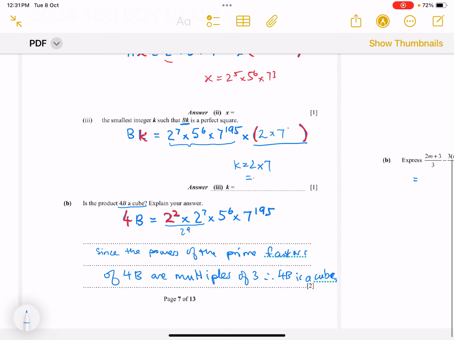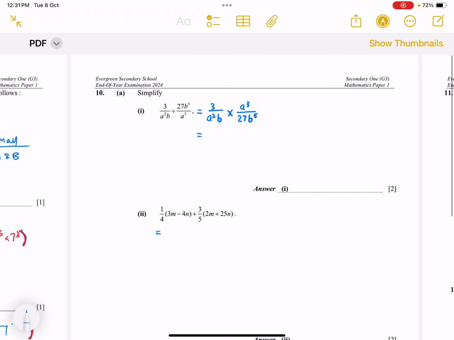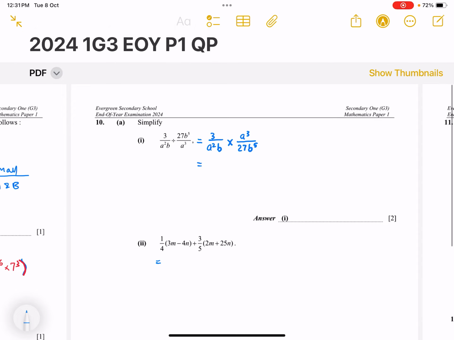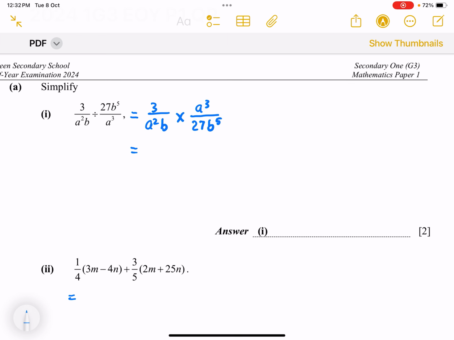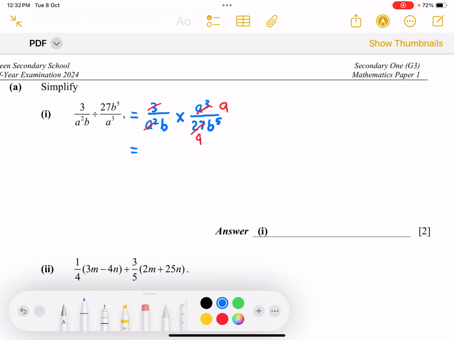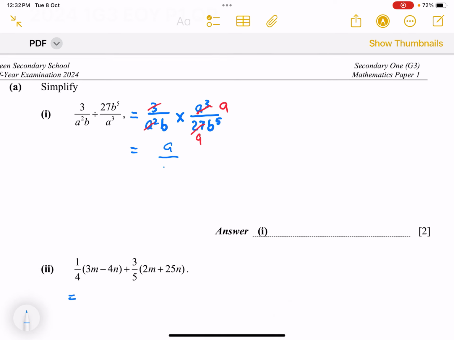Right, now we move on to the next sum. This is a simple algebraic sum where we have a fraction divided by another. What we need to do first is change it to multiplication and invert the fraction after. The next thing to do is to cancel out the common factor, and a cancels. Then multiply numerator by numerator. We have a, the denominator is 9, and b times b to the power 5 is b to the power 6.